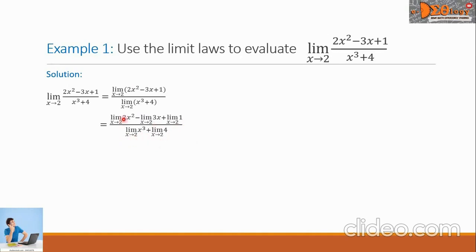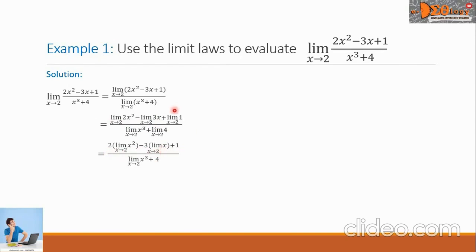Simplifying further, in our numerator, we can show that this constant 2 can be moved out and we will take the product of 2 times the limit of x squared. We will do the same for this expression. So we can show that 2 times the limit of x squared as x approaches 2, minus 3 times the limit of x as x approaches 2.